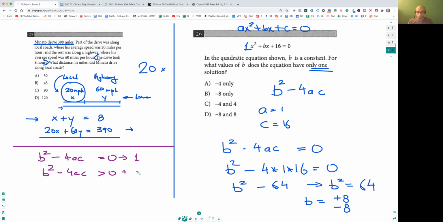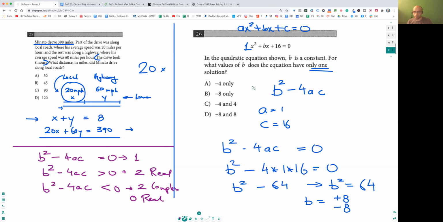That means there's 2 real solutions, okay? And b squared minus 4ac, the same b squared minus 4ac calculated here, is less than 0. That means it's got 2 complex solutions, or 0 real solutions, whatever. It's the same thing. This means it's got 0 real solutions, okay? So be super careful about this.